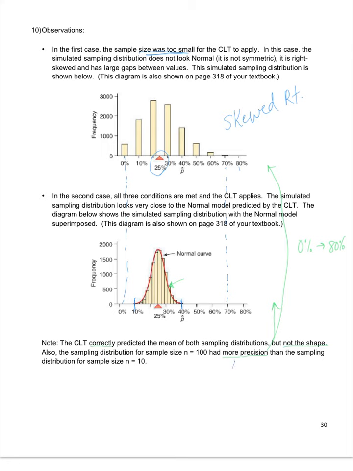Another way to think about precision is that your standard error when n was 10 was smaller. Oh, no, I have that backwards. It was bigger than the standard error you got when n was 100. So you had 0.1369 when your sample size was 10, and that's bigger than the 0.0433 that you had when your sample size was 100.